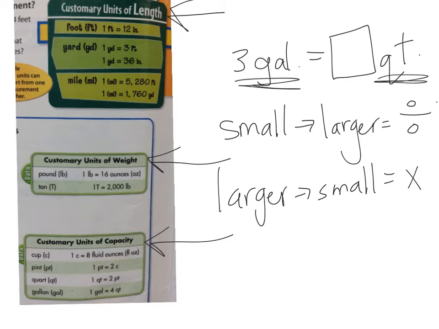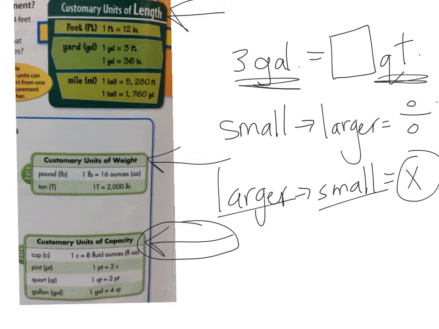If you look at the chart at the bottom, the units of capacity are listed from smallest to largest. So if you're looking at gallons to quarts, gallons are larger than quarts. So we are going to go from large to small, so we are going to multiply.